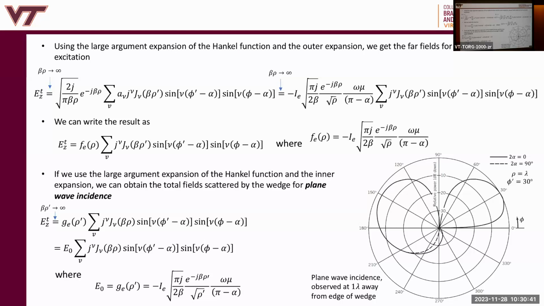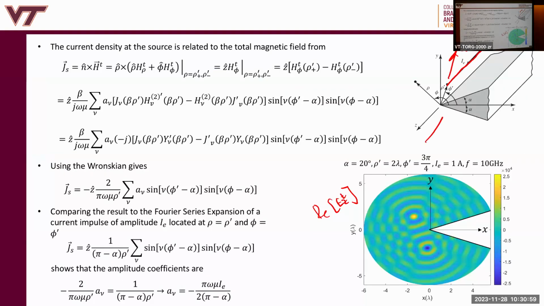All right. So it looks like this, right? This is the far field for the line source near the wedge. If we use the large argument expansion of the Hankel function, so this is different, right? This is something separate. This is for the far fields of this problem. The far fields of this problem, right? All right, and this one.